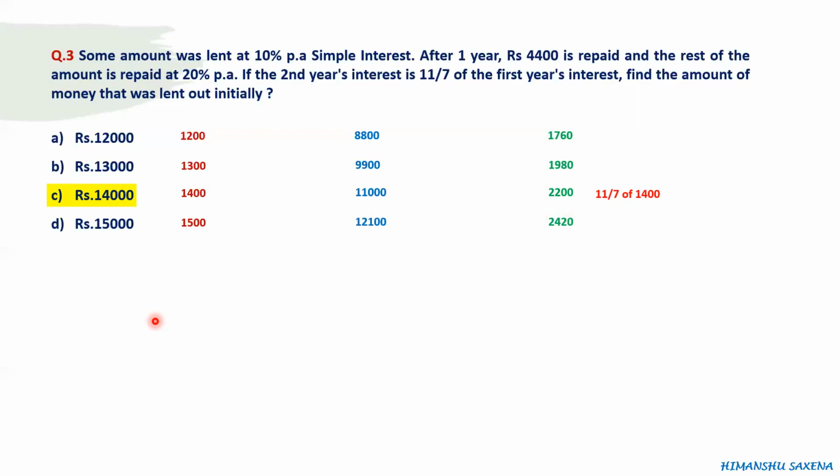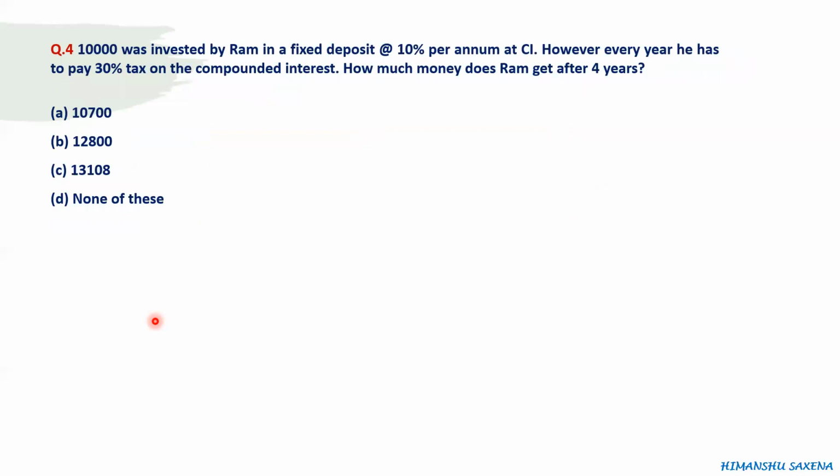Now, next question is, 10,000 was invested by Ram in a fixed deposit at 10% per annum at compound interest. However, every year he has to pay 30% tax on the compounded interest. So he is paying 30% tax on the interest component. How much money does Ram get after 4 years? So let's start solving this question.